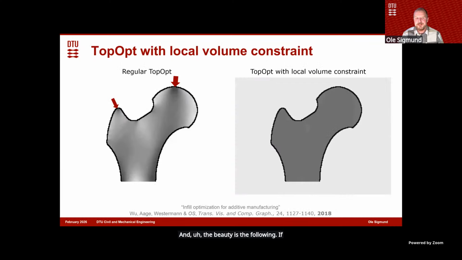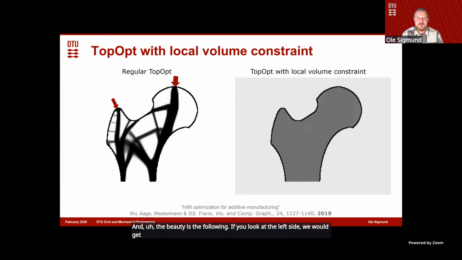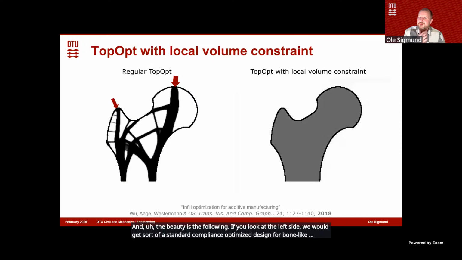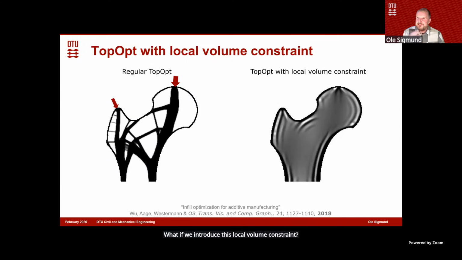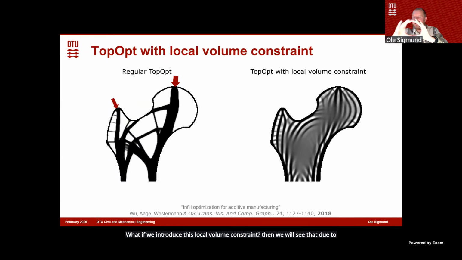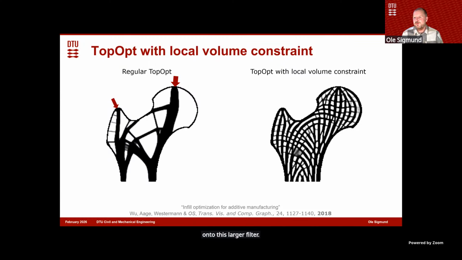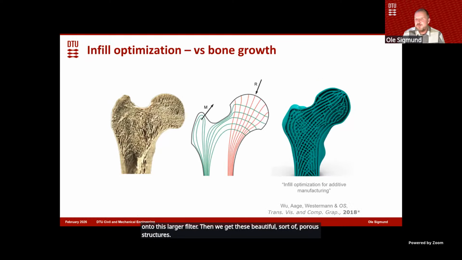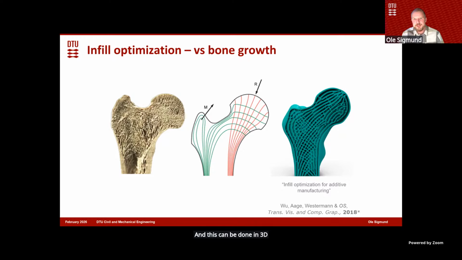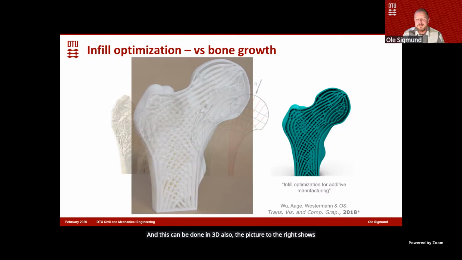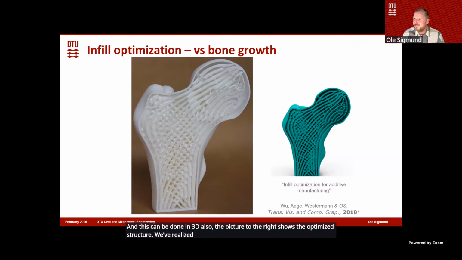If we look at the left side, we would get sort of a standard compliance optimized design for a bone-like structure. But if we introduce this local volume constraint, then due to this constraint, it says there has to be material everywhere with a certain density under this larger filter. Then we get these beautiful sort of porous structures. And this can be done in 3D also. The picture to the right shows the optimized structure. We have realized it, and it works like a charm and produces very interesting structures.